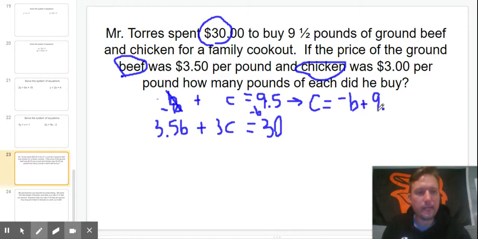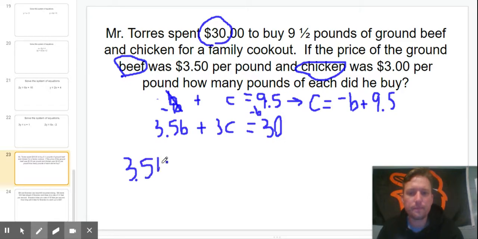Now, that means the same thing, but because I rewrote it as c equals a value, I can use this, which I've just rewritten, and plug it into my equation. So my new equation that we can solve together is 3.5b plus 3 times c, and the value of c is right up here from my other equation, so 3 times (9.5 minus b).